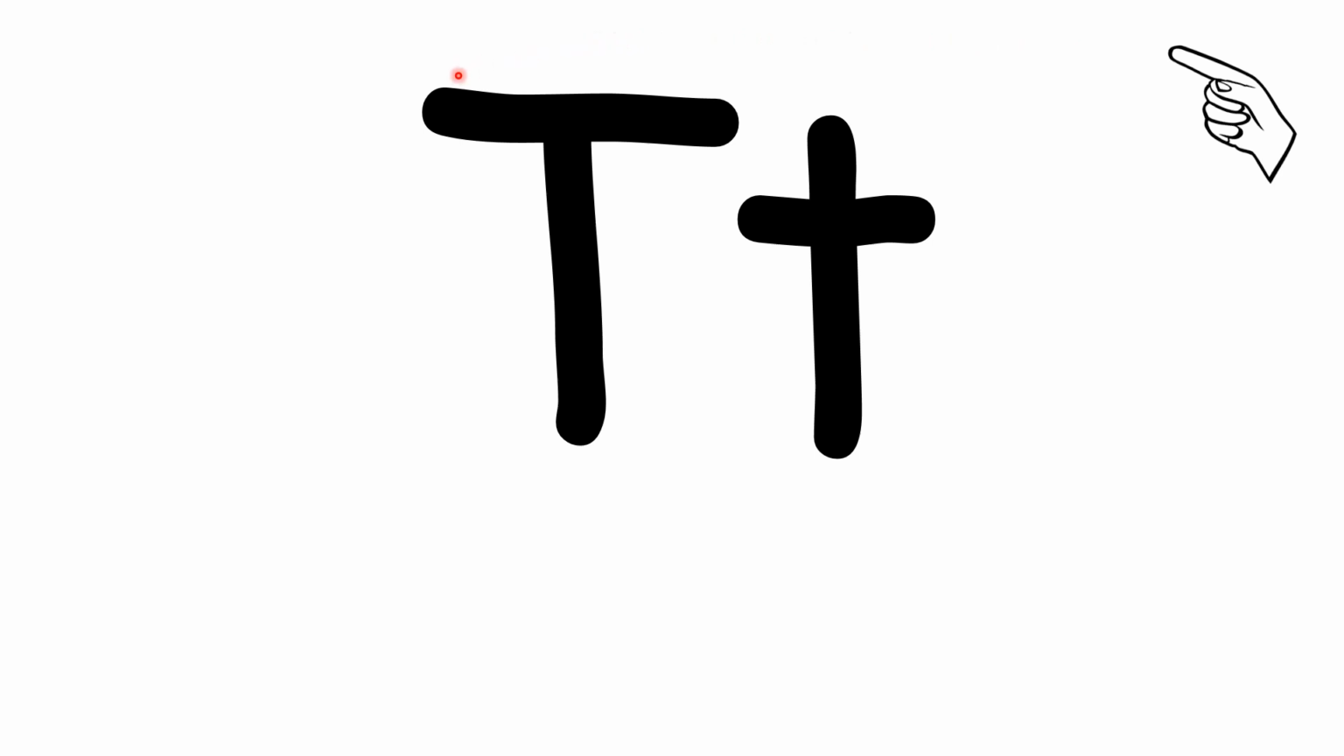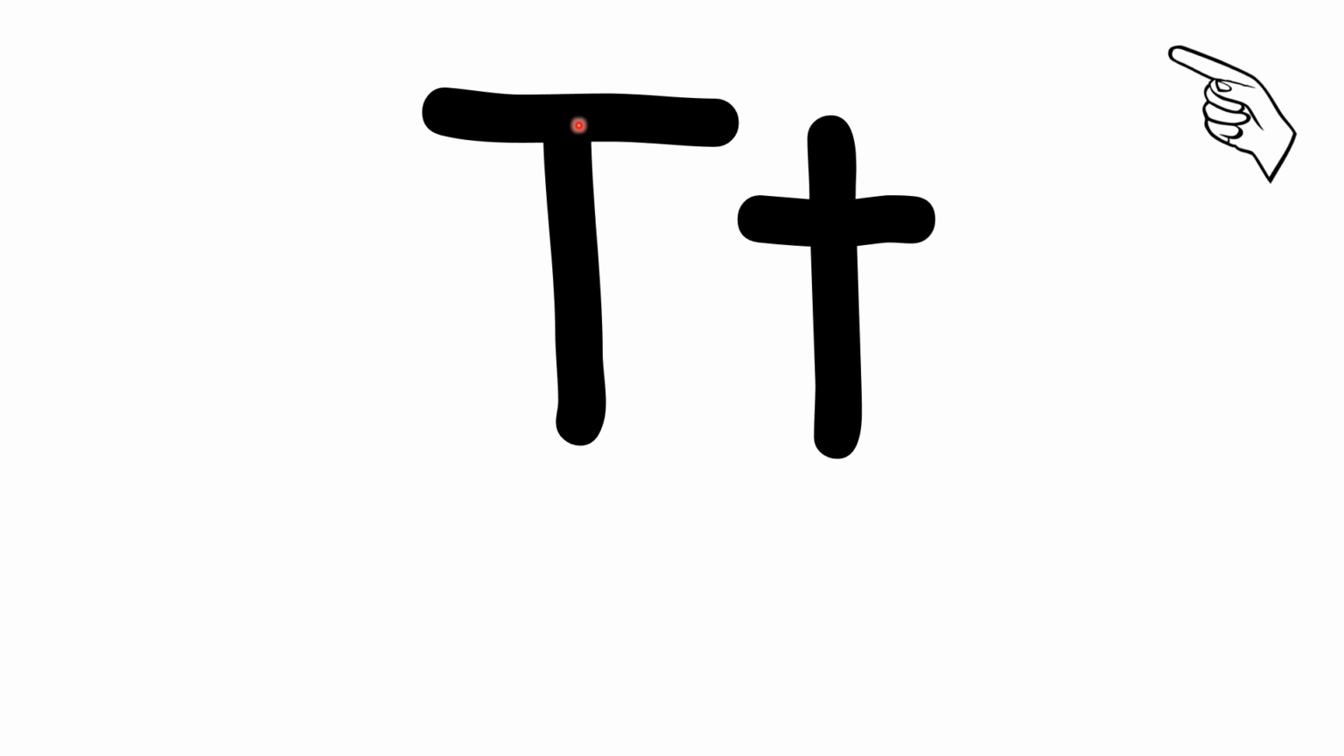Okay, so let's try to draw or write letter T using your pointing finger. Start here as number 1, then from left to right, 1, and then in the middle, 2. Again, 1, then 2. Small letter T, start here, 1, then here from left to right, 2. Again, 1, 2. Very good.